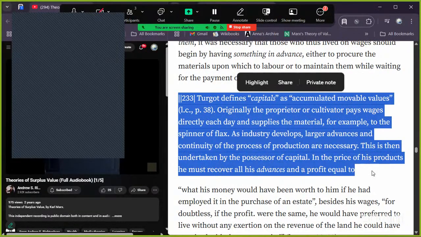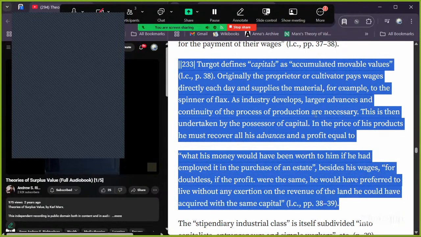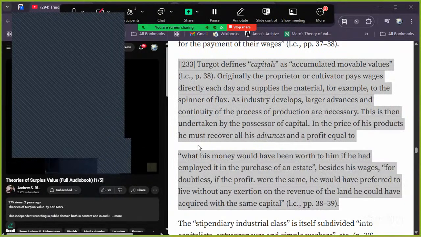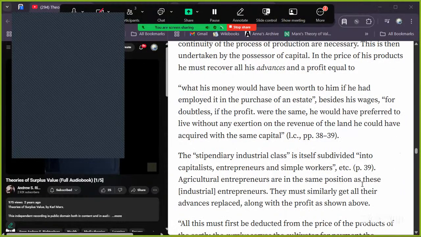Originally, the proprietor or cultivator pays wages directly each day and supplies the material, for example, to the spinner of flax. As industry develops, larger advances and continuity of the process of production are necessary. This is then undertaken by the possessor of capital. In the price of his products, he must recover all his advances and a profit equal to, quote, what his money would have been worth to him if he had employed it in the purchase of an estate, end quote. Besides his wages, quote, for doubtless, if the profit were the same, he would have preferred to live without any exertion on the revenue of the land he could have acquired with the same capital, end quote.